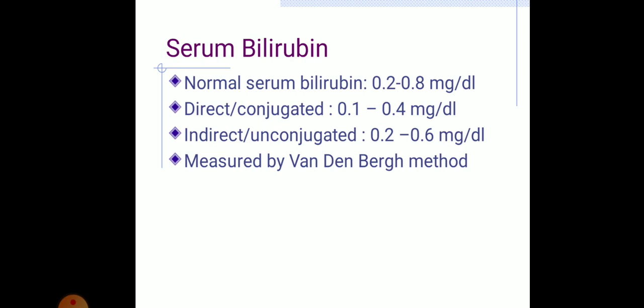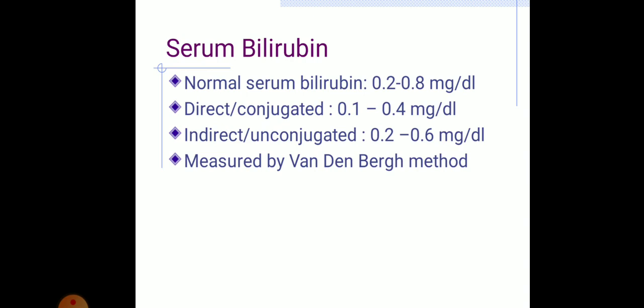This will lead to Rotor syndrome, in which direct hyperbilirubinemia is seen. I will explain it in the next class when we discuss jaundice. Then the secretion into the bile, which is the rate limiting step. This is with the help of the active transporter MRP2, multidrug resistance protein 2.